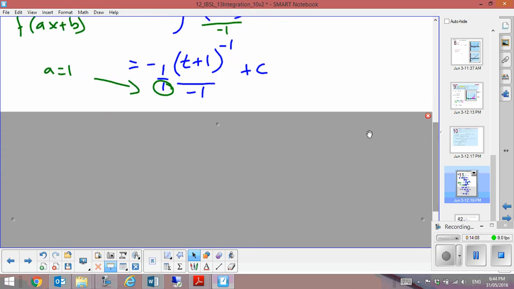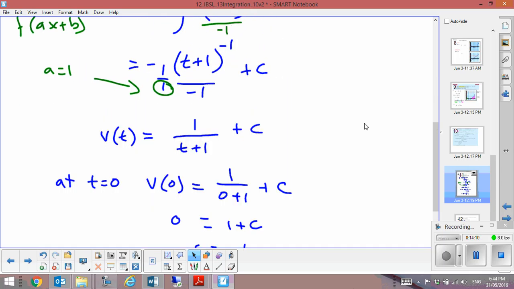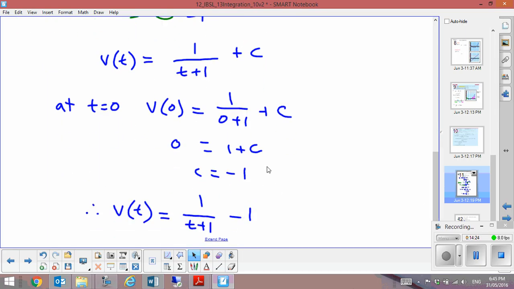Now we want to get a value for c. We can now substitute in our conditions. Sorry, I've cancelled all the minuses here. So at t equals 0, our velocity is also equal to 0. Substitute in 0, and we come down and find that c is equal to minus 1. So here's our velocity function.